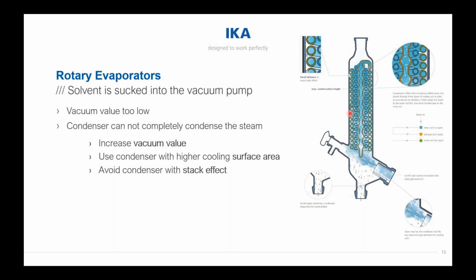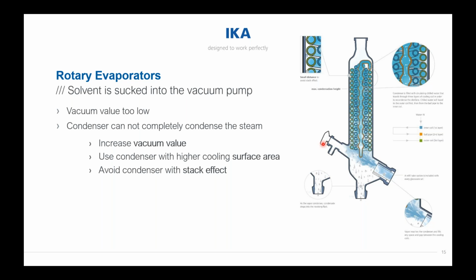Another way is just to use a different kind of condenser, which has a higher cooling surface. Because if you have a higher cooling surface, you can also decrease your vacuum value, which means you get a faster evaporating process. And what's really important, you can see in this picture, there are many different condensers on the market. Our condenser here at ICA has a really special feature, and it doesn't matter if it's an ICA condenser or any other condenser. If you have these problems, just make sure that you avoid the stack effect.